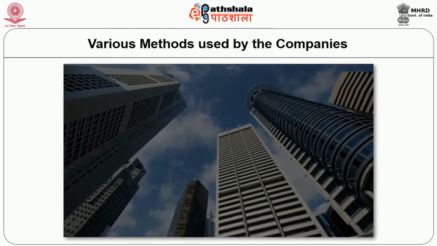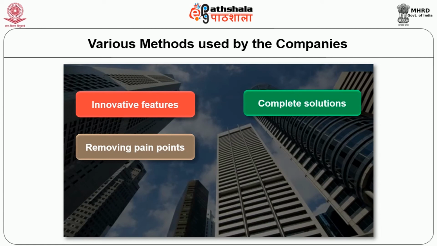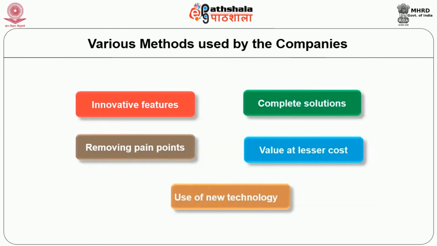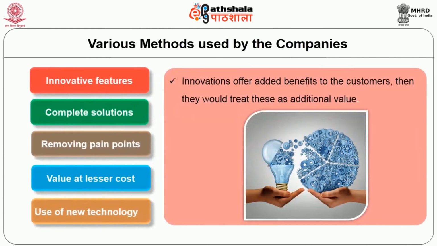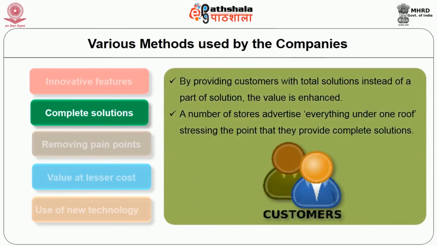Various methods used by the companies are innovative features, complete solutions, removing pain points, value at lesser cost, and use of new technology. Innovative features. Innovation offers added benefits to the customers. They would treat these as additional value. Complete solutions. By providing customers with total solutions instead of a part of a solution, the value is enhanced. Like a number of stores advertise everything under one roof, stressing the point that they provide complete solutions.